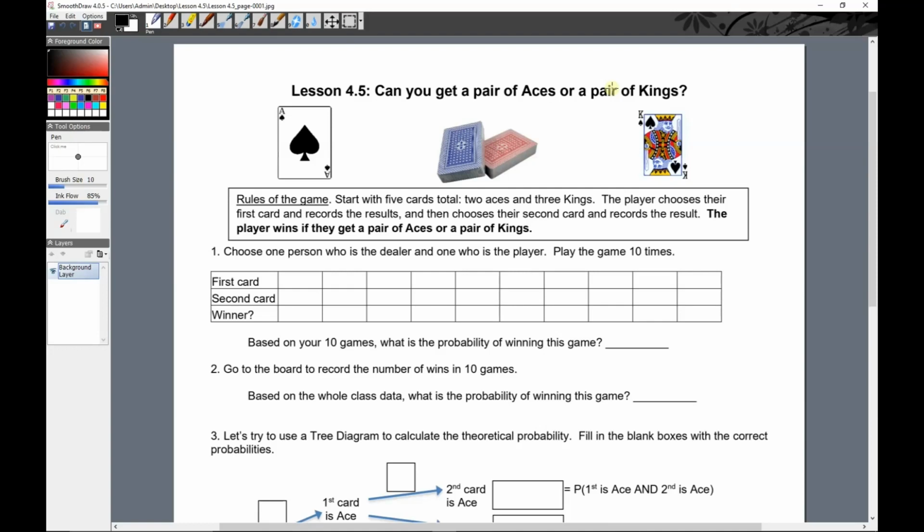So the lesson involves a real simple card game, the rules of which are that you start with 5 cards total, 2 aces, 3 kings. The player chooses their first card and records the results, and then chooses their second card and records the results. The player wins if they get either a pair of aces or a pair of kings. They end up with 2 cards that are the same rank. Now we're not going to play the game here.